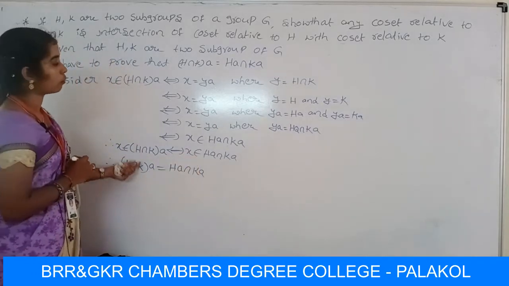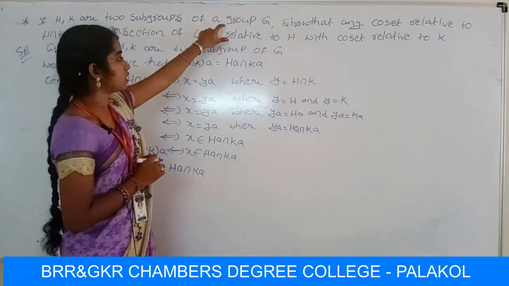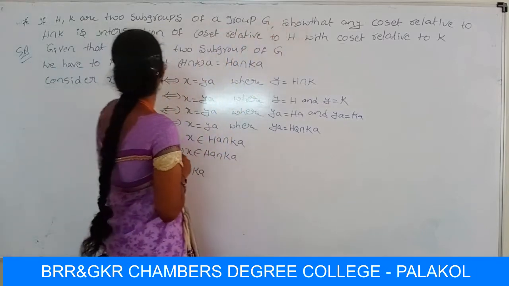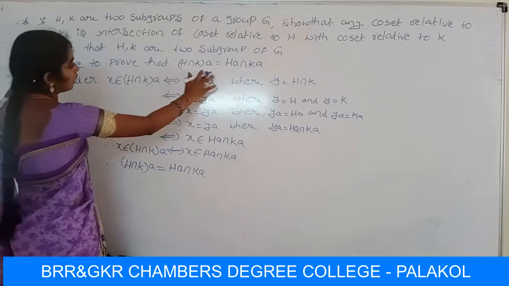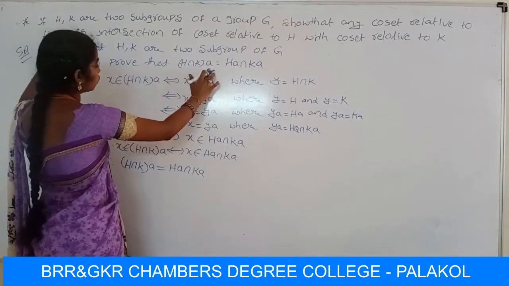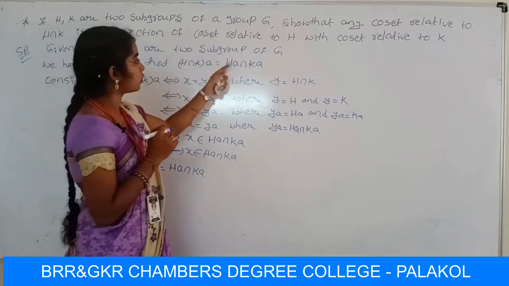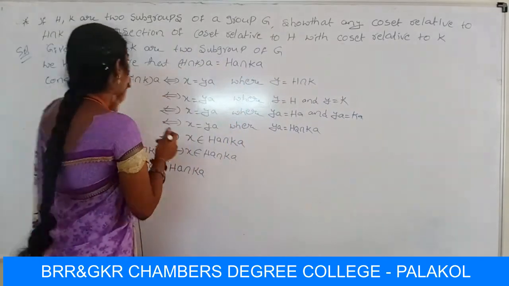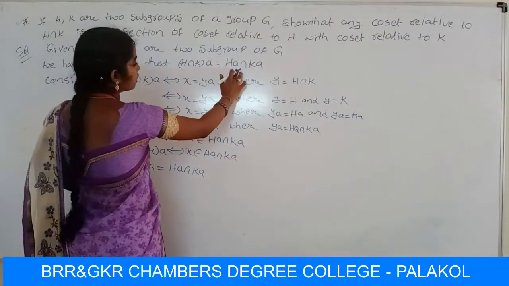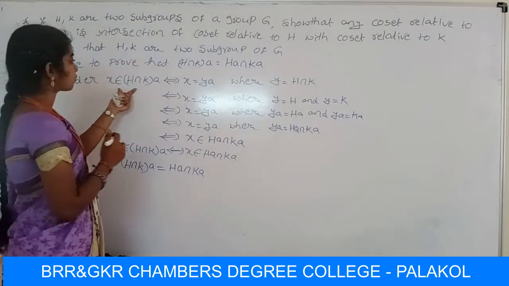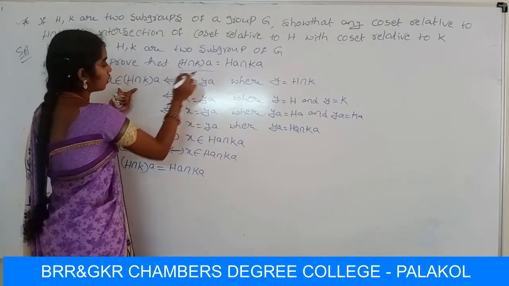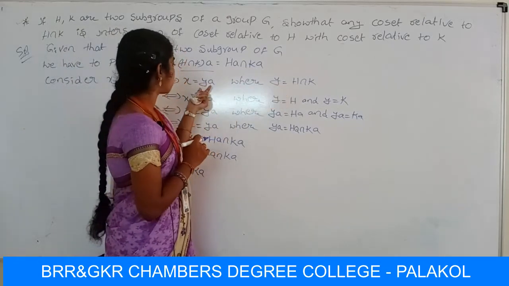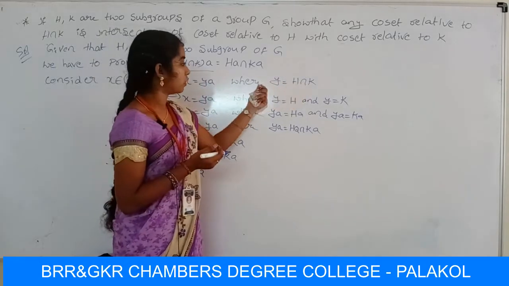So this is the problem. If H, K are subgroups of a group Z, show that any coset relative to H intersection K, consider the right coset (H intersection K)A, is the intersection of the coset relative to H, that means HA, with the coset relative to K, that means KA. So how to prove that (H intersection K)A equals HA intersection KA? Consider x belongs to (H intersection K)A. So this means x equals yA, where y belongs to H intersection K.